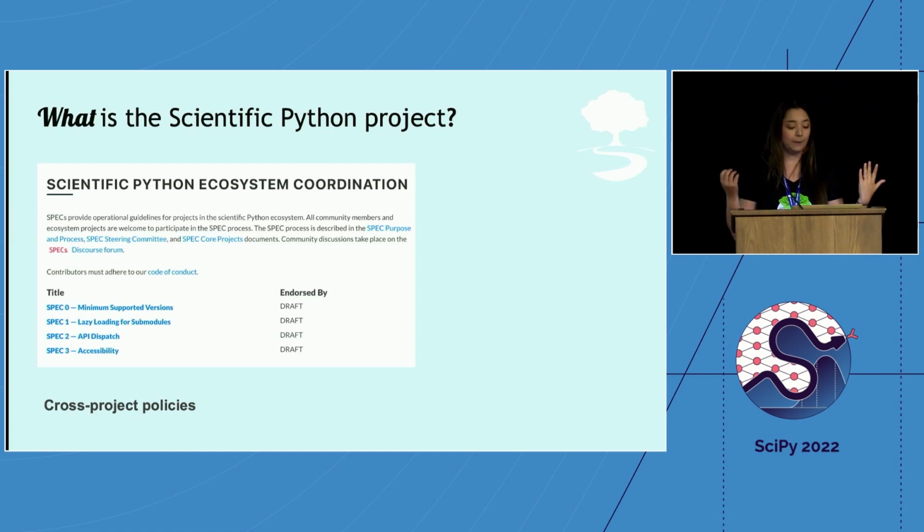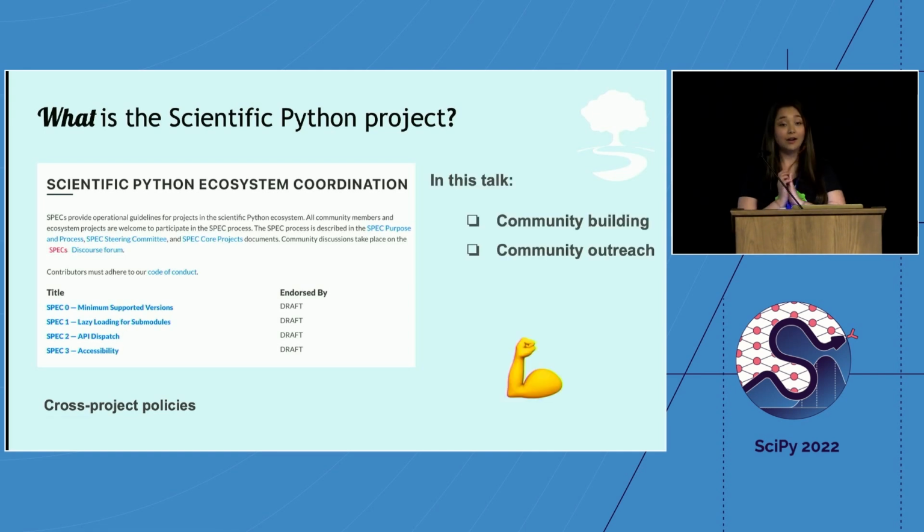But probably what you have heard the most about the Scientific Python project are the specs. This is an effort to get some cross-project policies. These are documents called specs, which stands for Scientific Python Ecosystem Coordination documents, and the idea is for them to help most of the projects in the ecosystem. They're very similar to PEPs or NEPs, but they cover a lot of the projects from the ecosystem, and these specs are going to be endorsed by the projects in the ecosystem. That's probably what you have heard the most about the Scientific Python project.